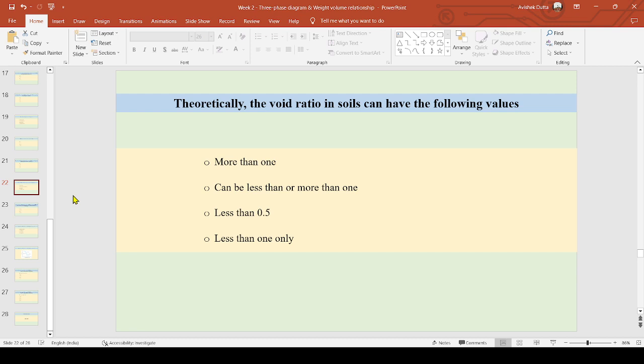Theoretically, the void ratio in soils can have the following values: more than 1, can be less than or more than 1, less than 0.5, or less than 1 only. I go to the next question.